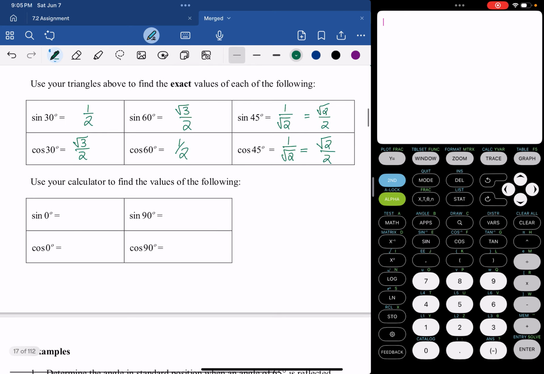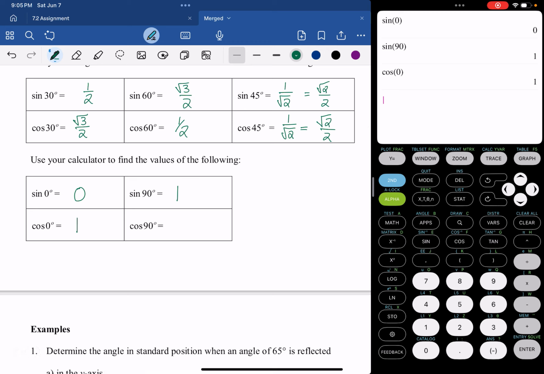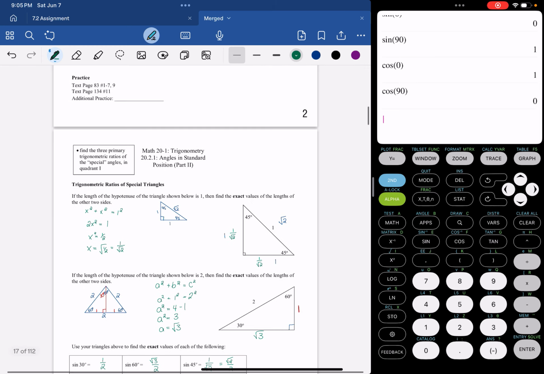So if I want the exact value, I'm going to take sine of 0. Okay, which would be 0. Okay, if I want the exact value of sine at 90, this would be 1. Cos at 0 would also be 1. And cos at 90 would be 0. Okay.